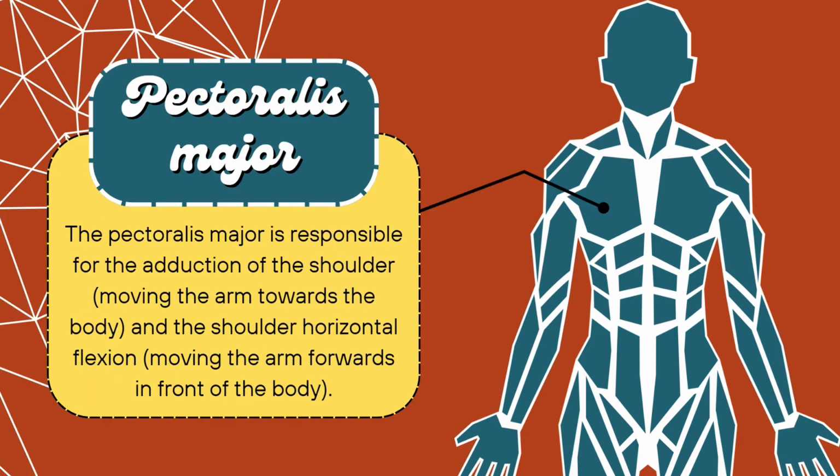Okay, then we have the pecs. Man, let's go. Pectoralis major. The pectoralis major is responsible for the adduction, again, moving the arm towards the body, and shoulder horizontal flexion. Pretty fancy word. Moving the arm forwards or in front of the body.